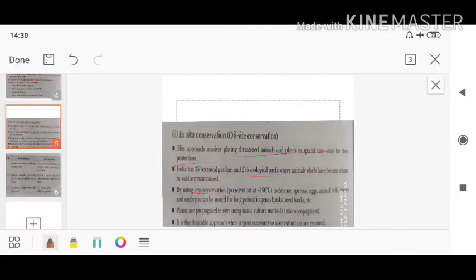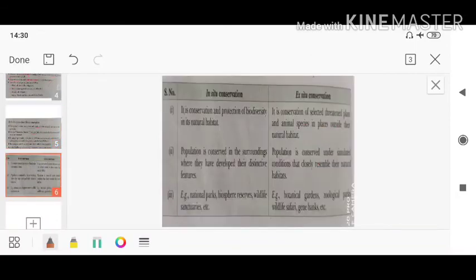We call it what? Off-site conservation is another name for what? Ex situ conservation, okay. Now this is the difference between in situ and ex situ. In situ is conservation and protection of biodiversity in its natural habitat. Ex situ is outside their natural habitat. In in situ, the population is conserved in the surroundings where they have developed their distinctive features, in their own surroundings. In ex situ, the population is conserved in a simulated condition that closely resembles the natural habitat.